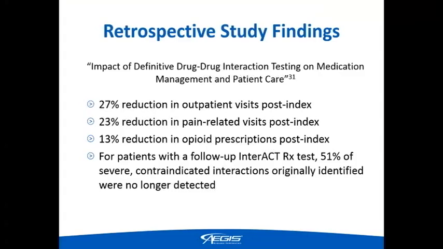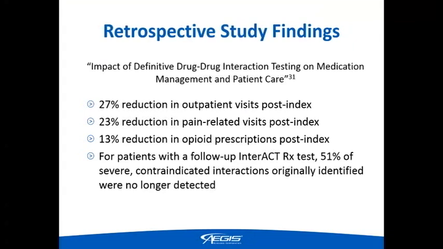This slide summarizes the findings from our second retrospective publication that was completed in conjunction with Navigant Consulting. The study assessed results of 262 patients that had at least one interaction identified across 2 practice sites that partnered with Aegis for the study. The point in time at which this DDI was identified by the InterACT Rx test and a result was provided to the physician that ordered the test is referred to as the index date.